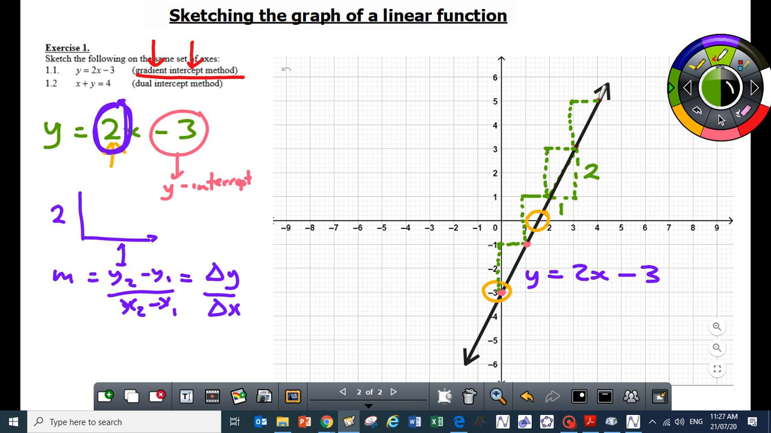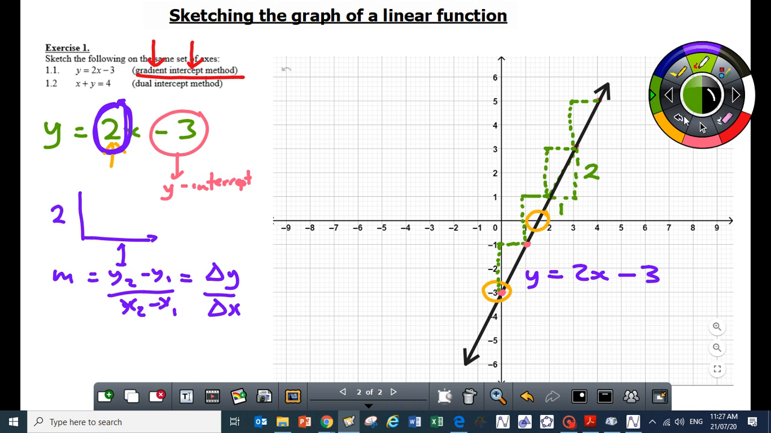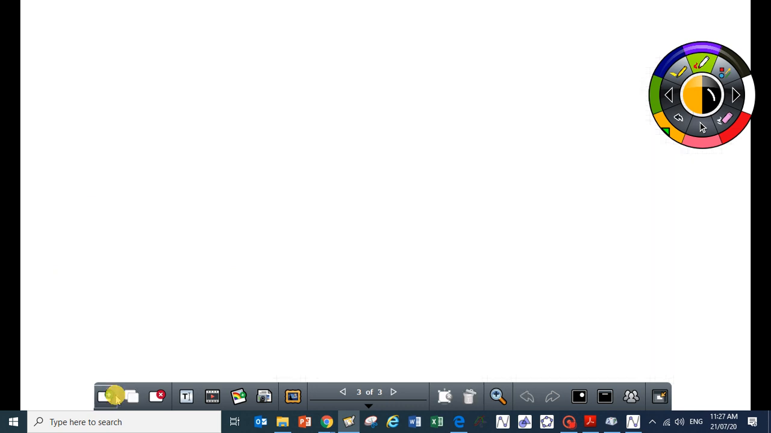All right. Now, the question here says sketch the following on the same set of axes. So we are going to sketch the equation for 1.2 on the same system of axes. Before we do anything, we need to analyze what's going on with regard to the equation. Allow me to go to the next page because it's very important. Our equation is x plus y equal to 4.